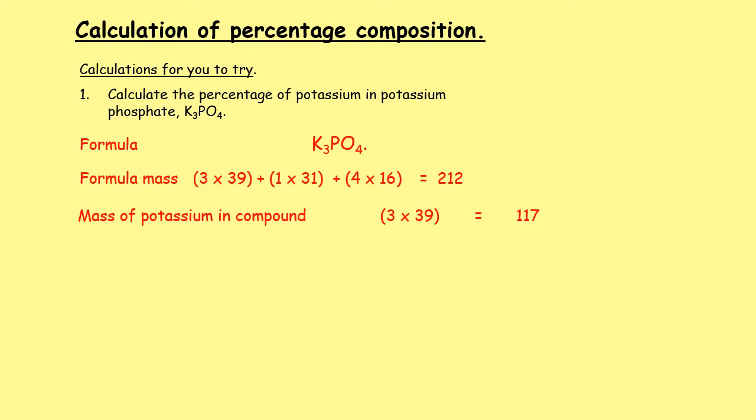Our mass of potassium is 3 times 39, which gives us 117. And to work out our percentage, it is mass of the element we're after, so that's 117, divided by the formula mass, which is 212, and then multiply that by 100, which gives us 55.19 or 55.2%.